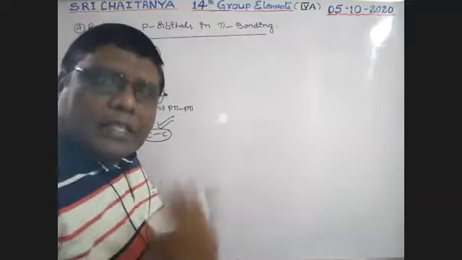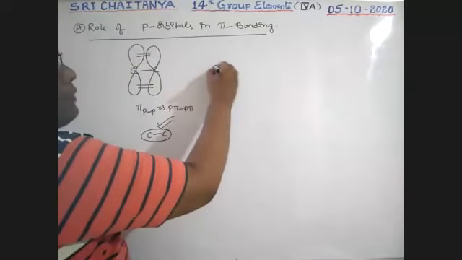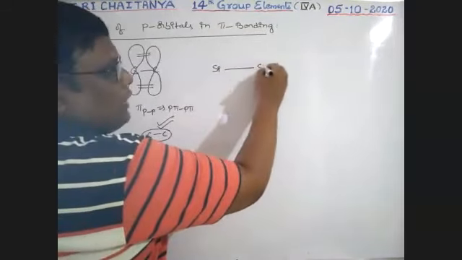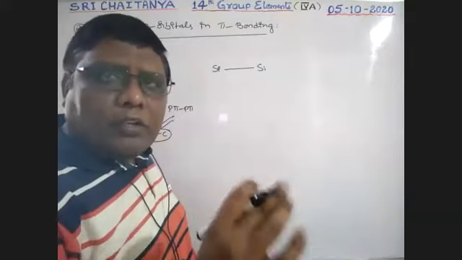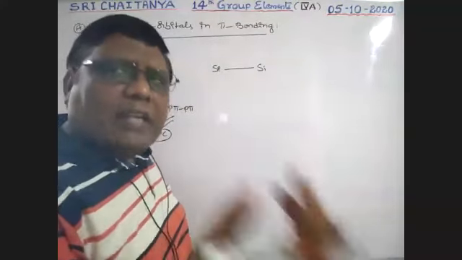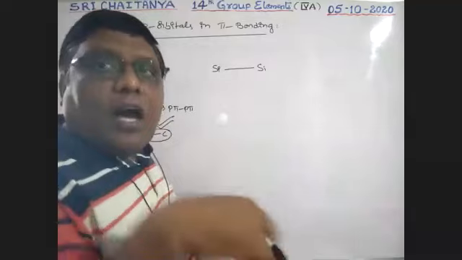Now what happens in silicon? See here, silicon is somewhat big in size. As already explained, the difference in size of silicon when compared to carbon is very high. There is a large increase in size.